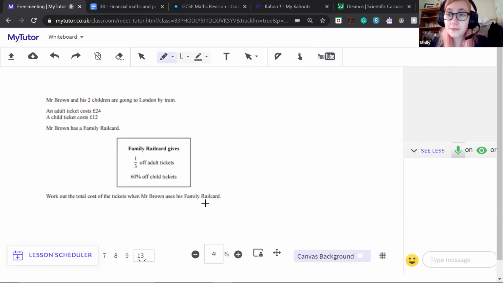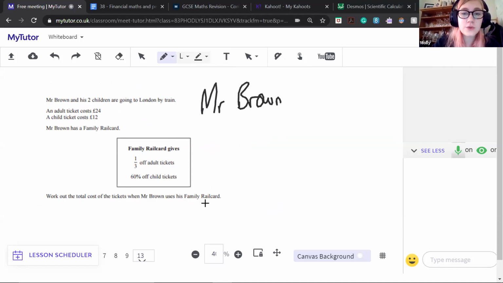So what we do here is we just look at them one at a time. So we've got Mr. Brown and his 2 children. Mr. Brown's ticket is normally £24, but it's a third off. So a third of 24 is 8. So if we take that away, we see that his ticket is now £16.